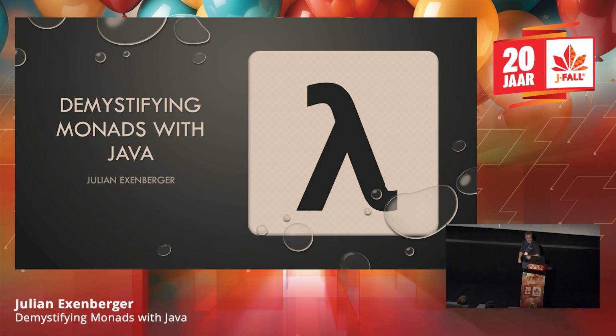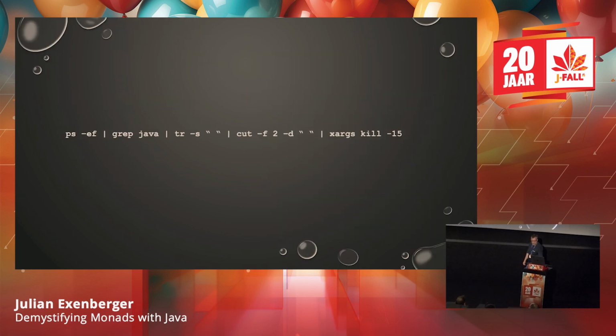Okay, so before I get started, I'd like somebody to tell me what this command does. It's pretty straightforward, actually. Yep, it's exactly what it does. So this is a Unix command which basically looks for all of the running Java processes on your machine and kills them. Living large, hey? Living on the edge.